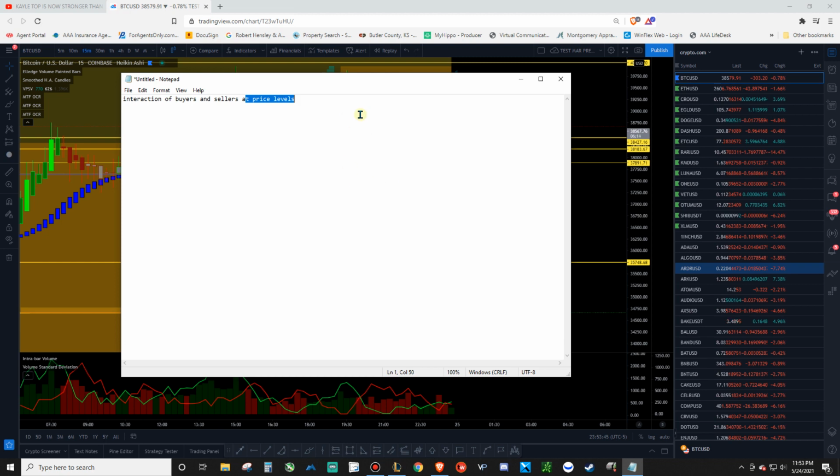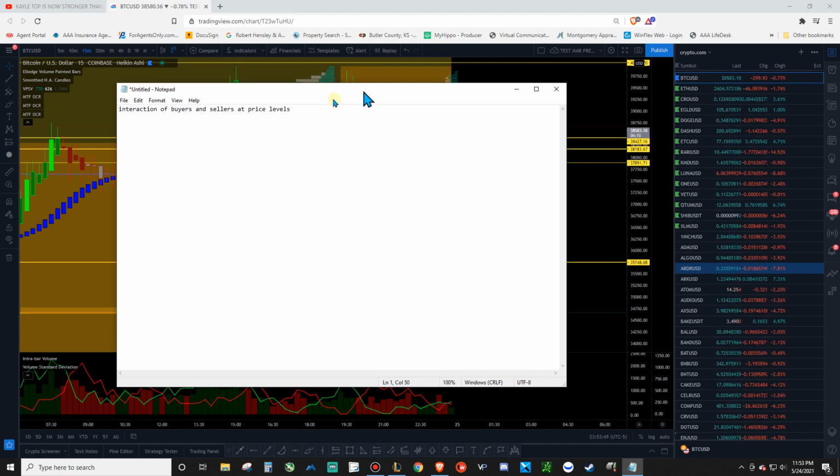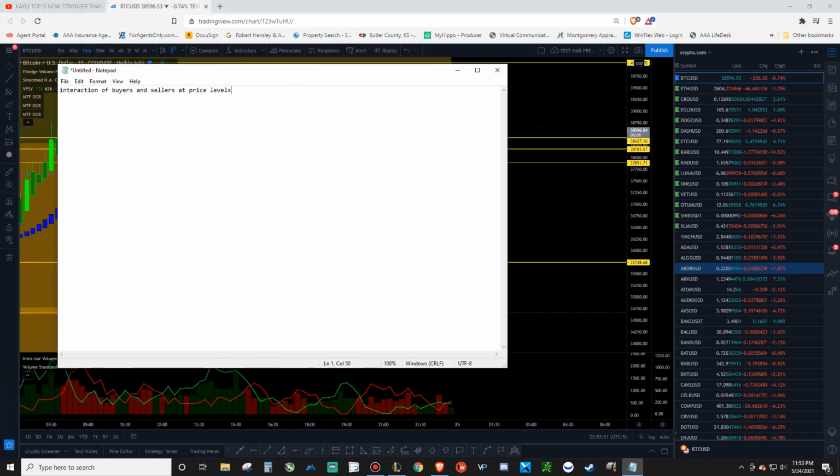Now, price levels: there are major supports and minor supports. I would say a monthly close is a major support or resistance. Weekly is going to be less important, but more important than a daily, so it's going to be greater than a daily level. And daily is going to be a bigger level than a 4 hour, and so on and so forth. And all I care about is the interaction of buyers and sellers at these price levels.